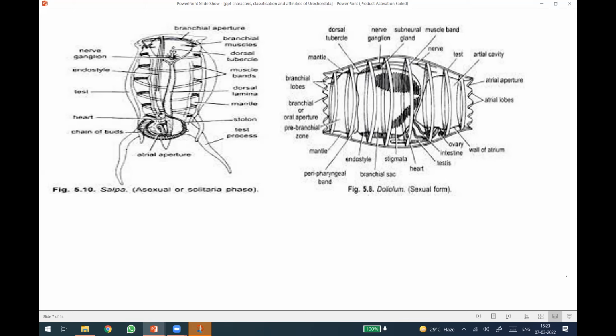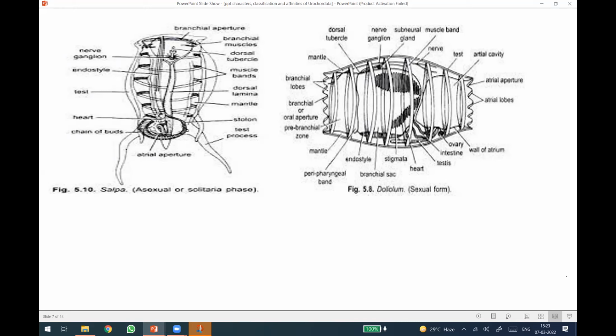The incurrent and excurrent siphons are present at opposite ends of the body. From one end the water enters, and this is the atrial aperture from where the water goes outside. So this is Doliolum. This is the incurrent siphon, water entering and coming out.